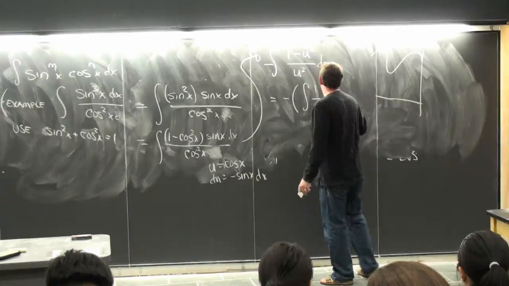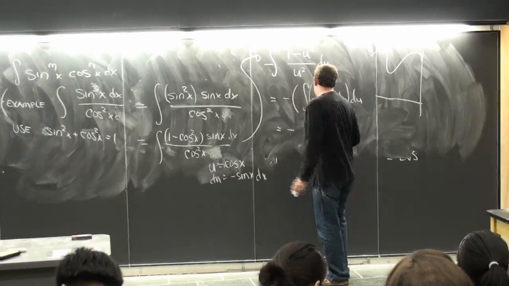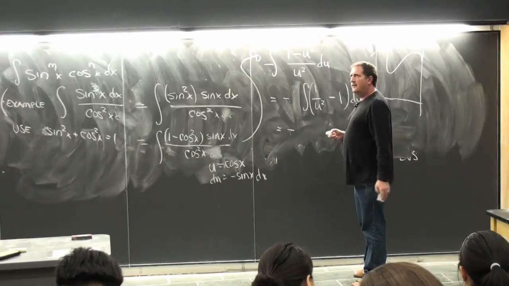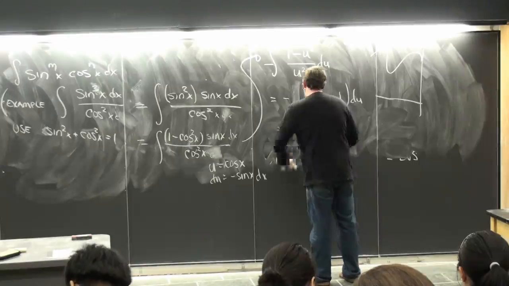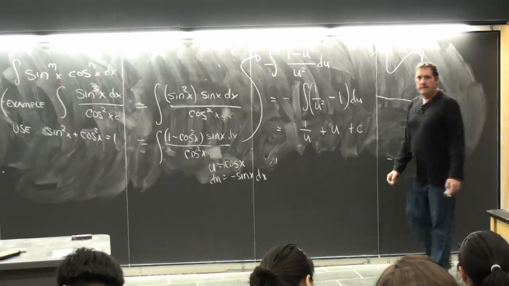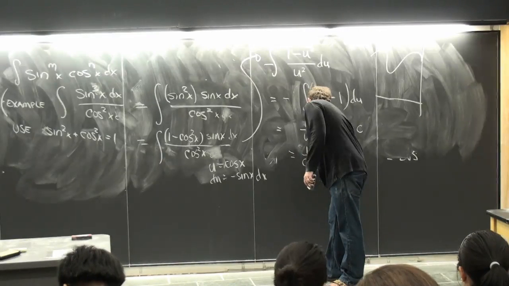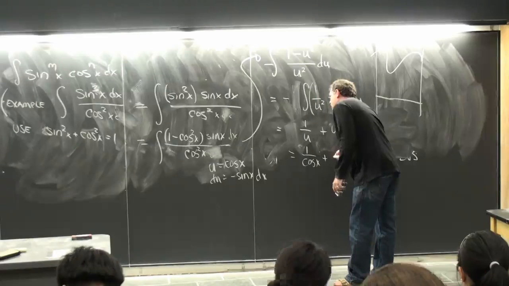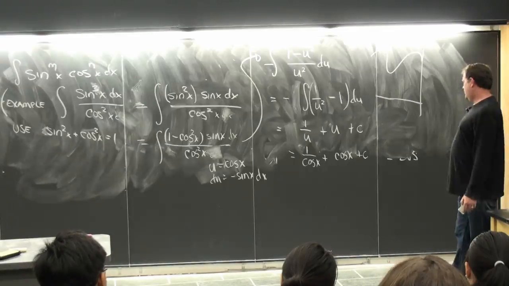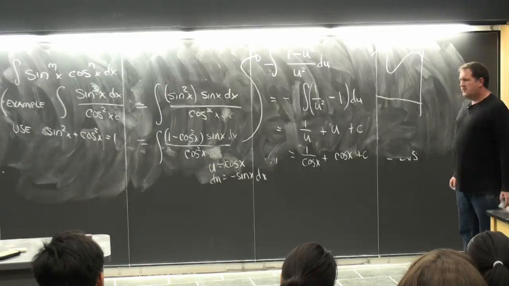Split it up. And so now it's negative of 1 over u, and u is the cosine. Did I make a mistake? Seems too easy. One of these is minus, right? Plus, minus 1 is good. But I think that's right.